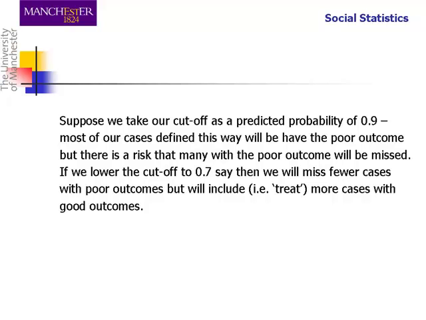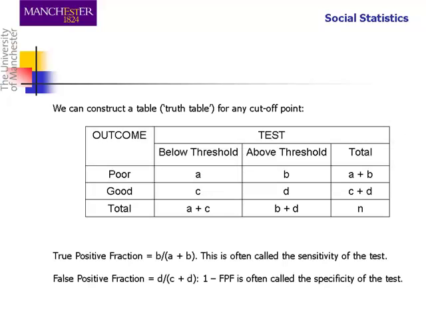So in other words, there's a choice, and we need to somehow rationalize where this cutoff should be on the function that we're interested in. And what we can do is construct what's often thought of as a truth table. And we can do this for any cutoff point.